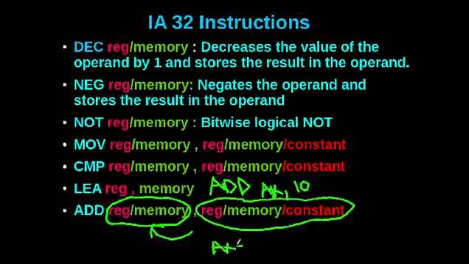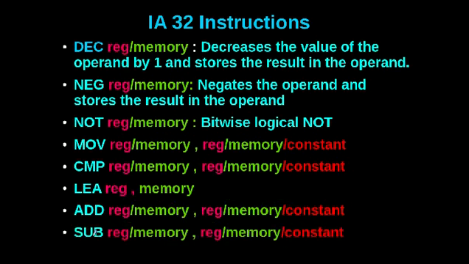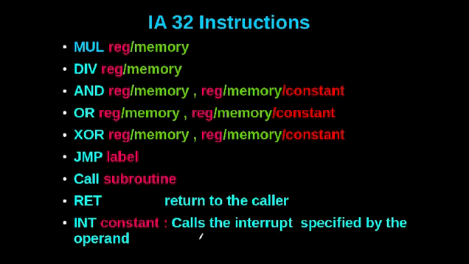This equals what? I'm saying AX equals AX plus 10. Add 10 to AX and save it in AX. This is the add. Sub, same thing, and we're gonna cover both of those.